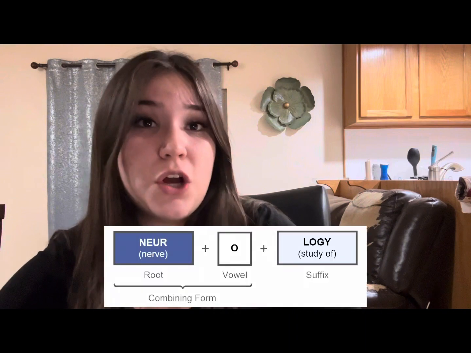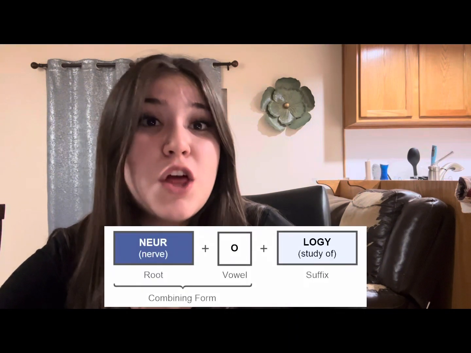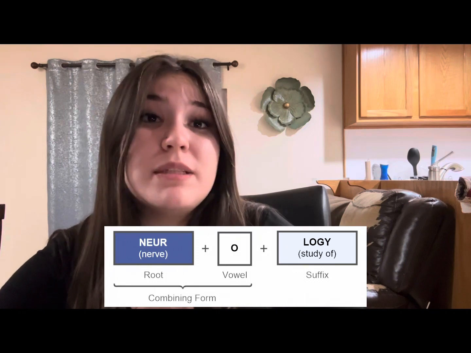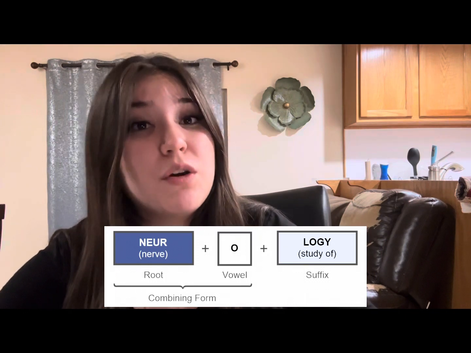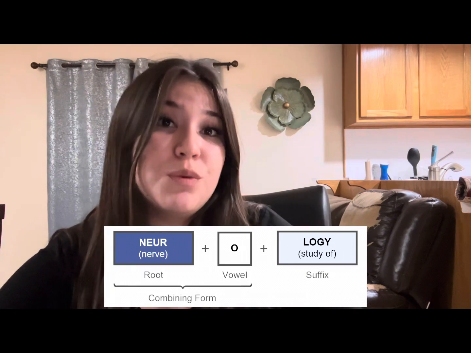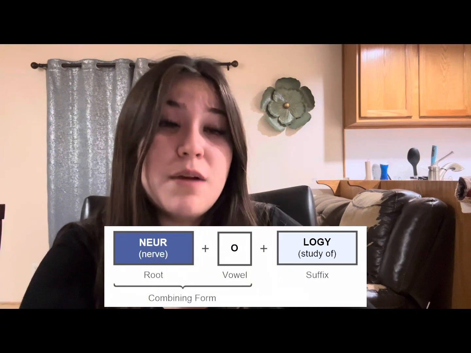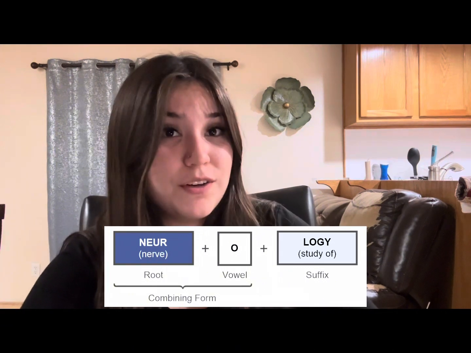Another example is neurology. Neurology is only split into a root word and its suffix. The root word has attached to a vowel, so it means it's a combining form. So when splitting it apart, you split it into those 2, then you read it from the suffix to the root. So the suffix logy means study of, and then neuro means nerve, so it's a study of the nerves.